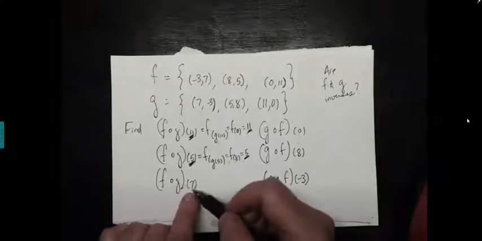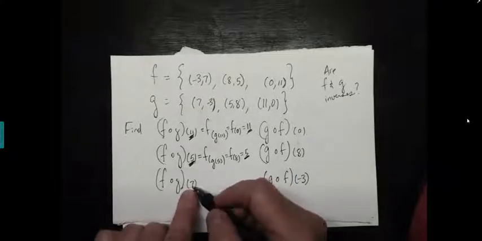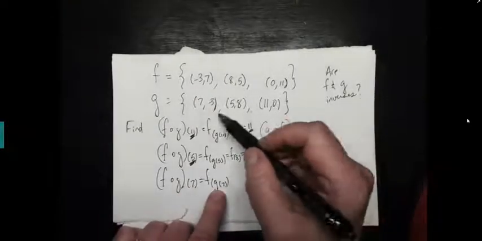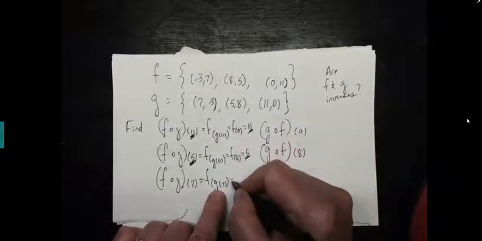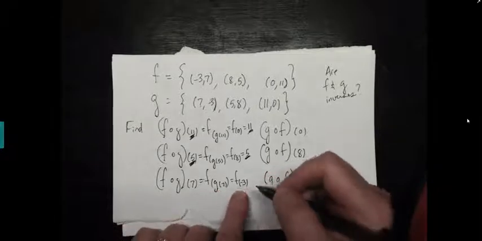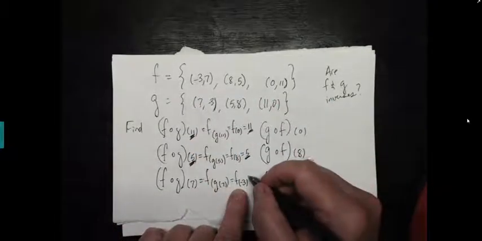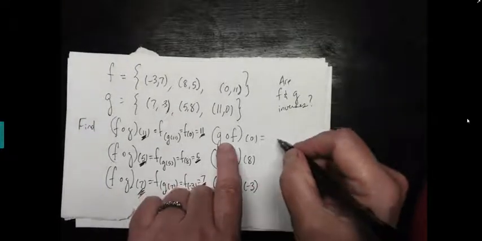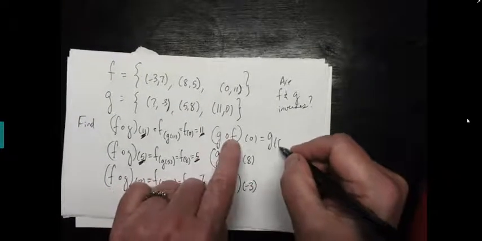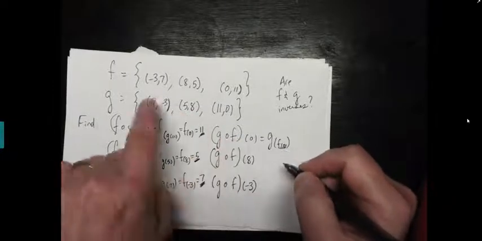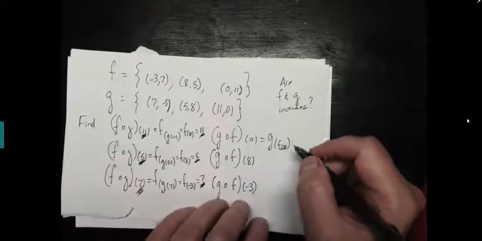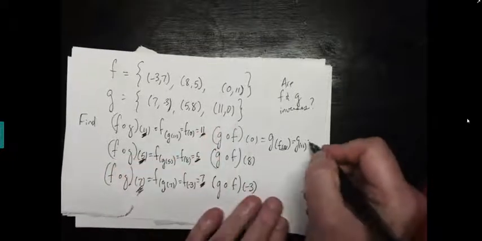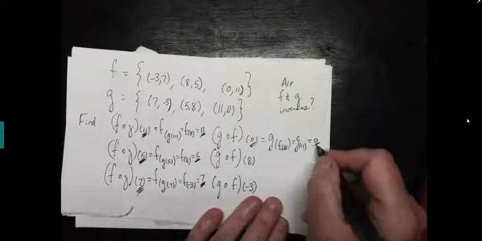So the last thing in the domain here for f composed with g is 7. And what is g evaluated at 7? It's -3. And so what's f evaluated at -3? It's 7. And now we're halfway there. Now what about this? It's the first one evaluated at the second one. And what is f evaluated at 0? It's 11. And what is g evaluated at 11? It's 0. So again, we get back to what we started with.